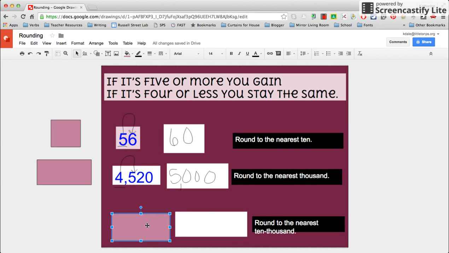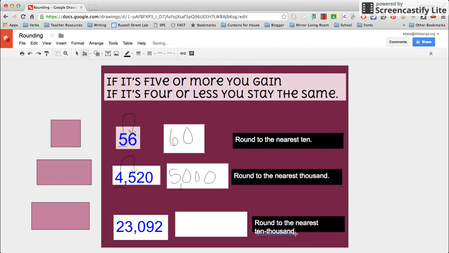I'm going to give you a second to look at this number down here. We're looking at the number 23,092. And it is asking us to round to the nearest 10,000. I want you to ask yourself, what digit is in the 10,000s place? What number am I going to underline? I'm going to go to my number. I'm going to underline the digit in the 10,000s place, and that's going to be the 2.